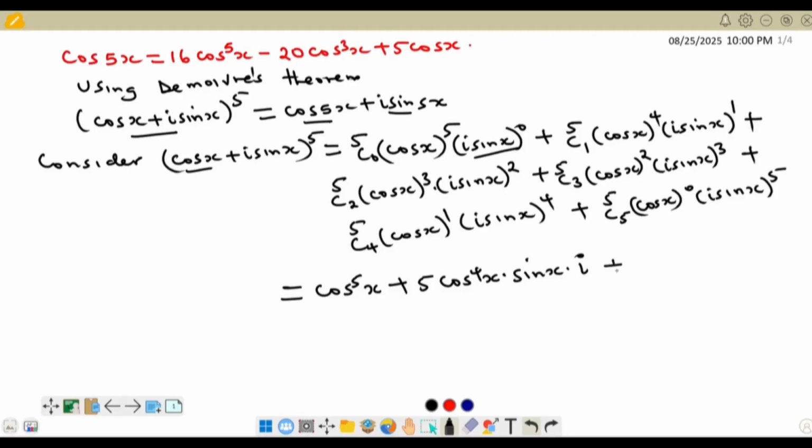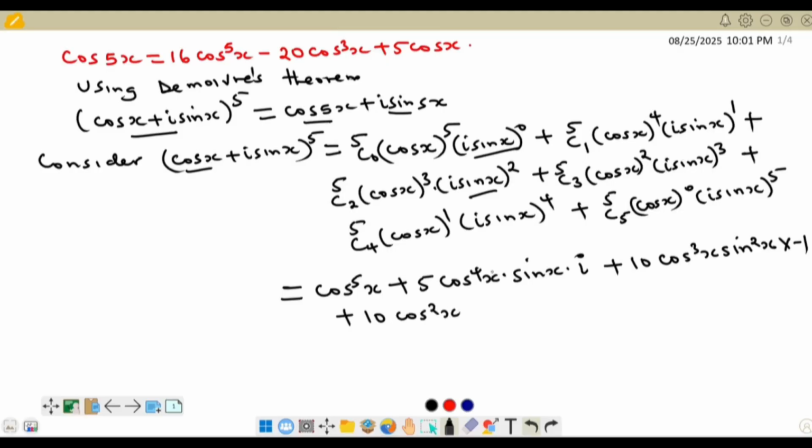Then the next one will be plus 5 combination 2. 5 combination 2 is 10, so this will be 10 cos to power 3 of x. Then this one will be sine squared of x, but this is also i squared. i squared is negative 1, so times negative 1. Then next we shall have 5 combination 3. 5 combination 3 is also 10, so 10 times cos squared of x.